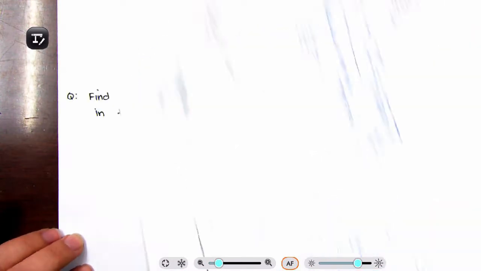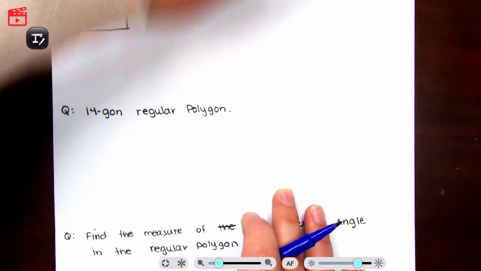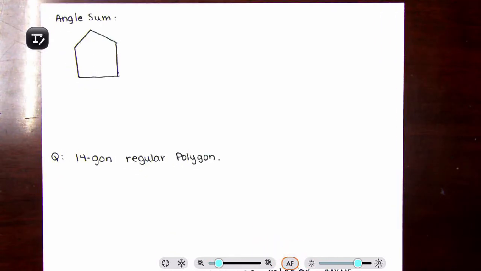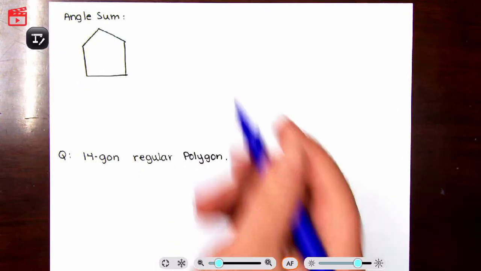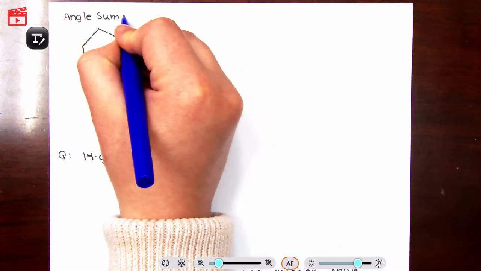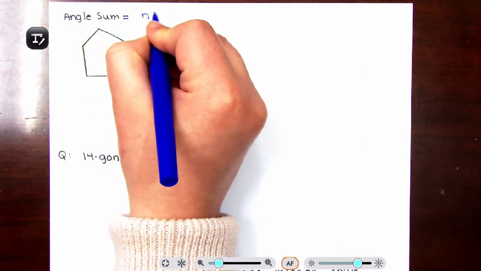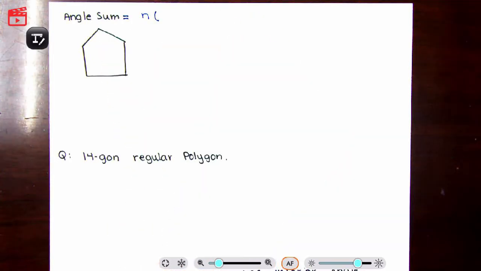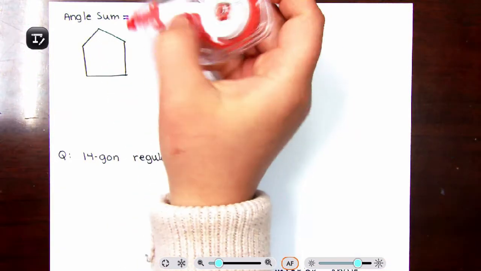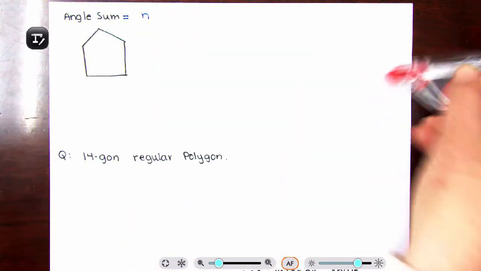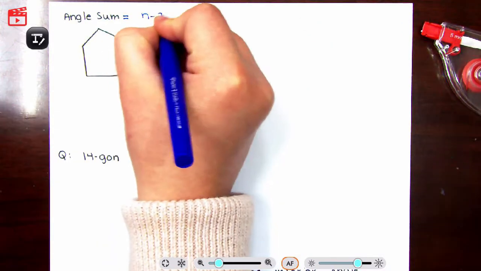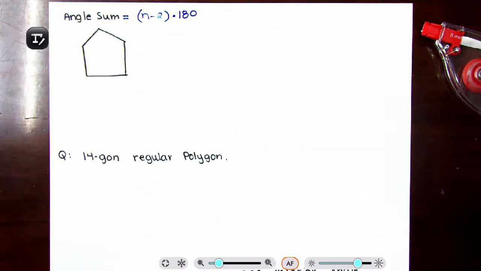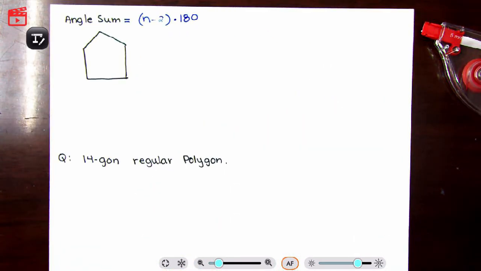All right, moving on to our last theorem in this section. This is our convex polygon theorem, which means that the angle sum is equal to n times, oops, excuse me, that is not equal to n times. That is n minus 2 times 180.